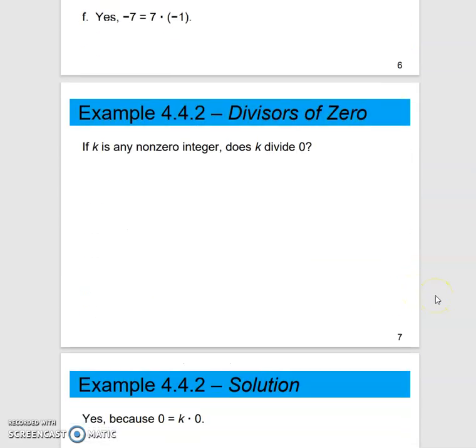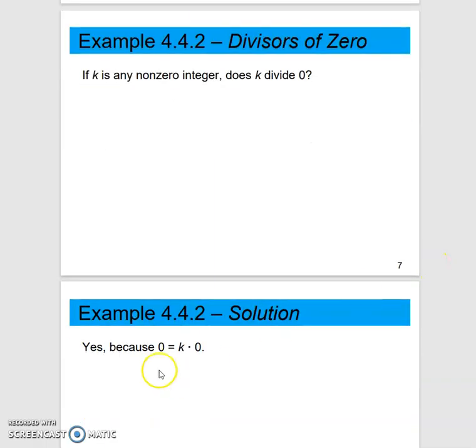If k is any non-zero integer, does k divide 0? My answer would be yes. I could write 0 as k times 0. Now 0 does not divide k, but k does divide 0. Again, do make sure you're a little bit careful on the order in which you are reading these problems.